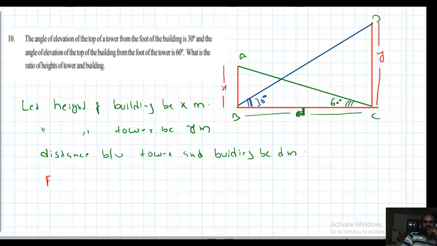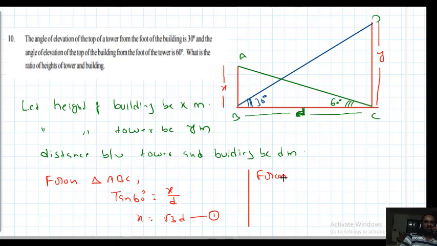From triangle ABC, tan 60 degrees equals x by d, which is root 3, or x equals root 3 d. From the next triangle DCB, tan 30 equals y by d, 1 by root 3 equals y by d. We don't want d, so I make d the subject: d equals y root 3.